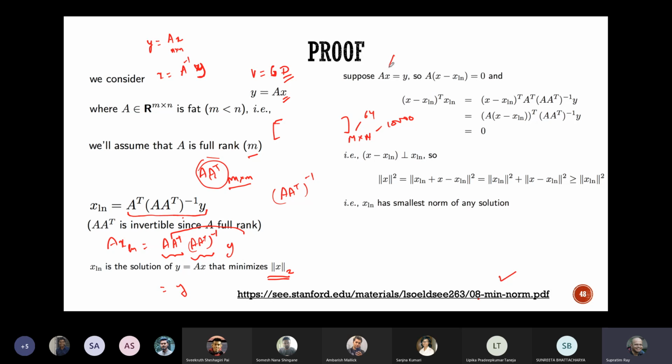Suppose there's another X such that AX equal to Y. This is another solution. X ln is one solution, which is given by this. And suppose X is another solution. Now, if this is the case, then A(x minus x ln) is 0, because AX is equal to Y and A x ln is also equal to Y. So A x minus A x ln is 0, which means that this thing here, x minus x ln, lies in the null space of A. So it is a vector which A takes to 0.